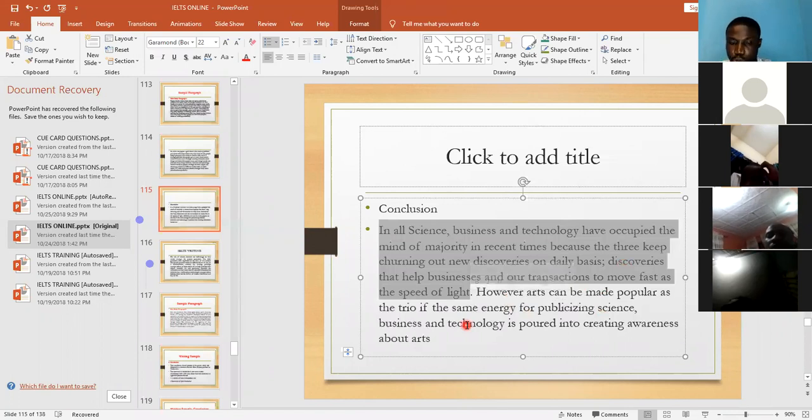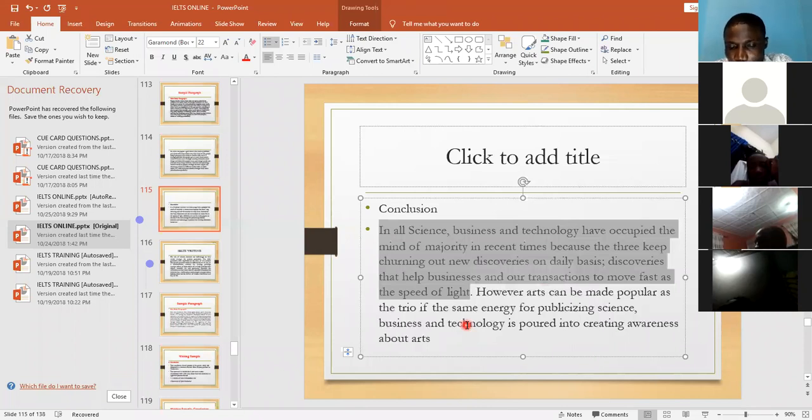So, conclusion: recapture the question, then recapture all the points that you have discussed. If there's a question where you need to reiterate your position, this is the place where you also reiterate your position once again.